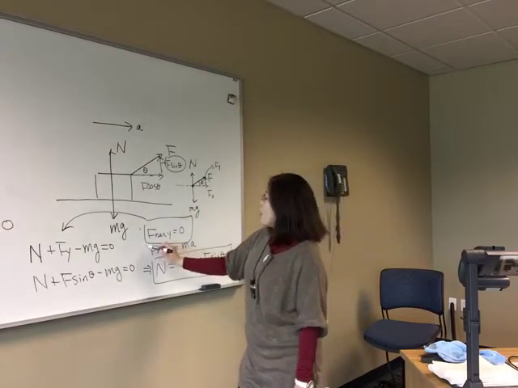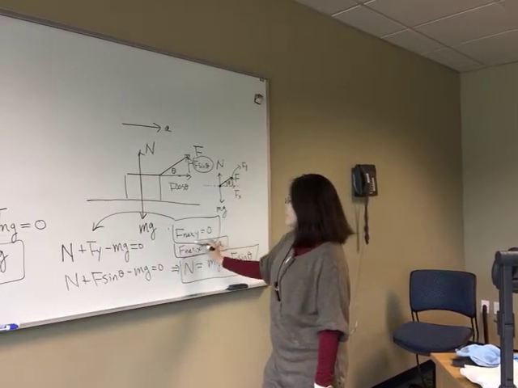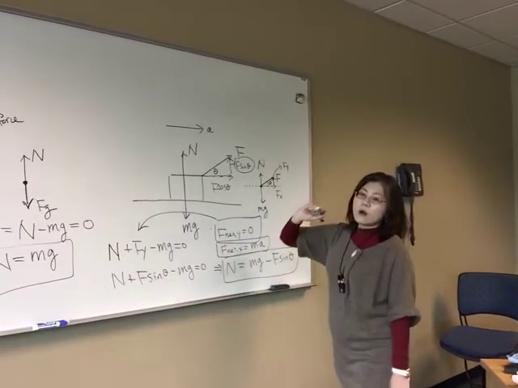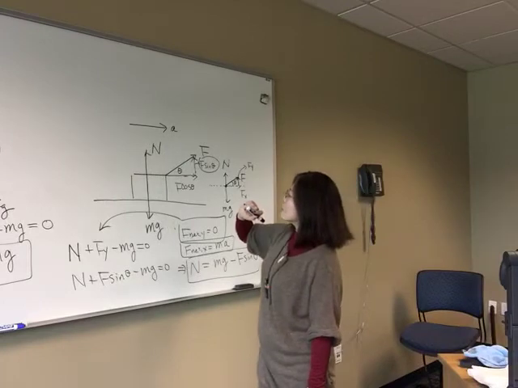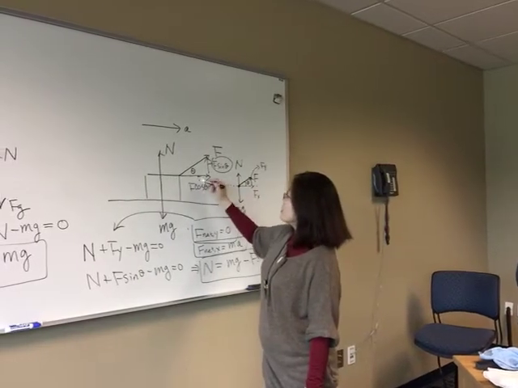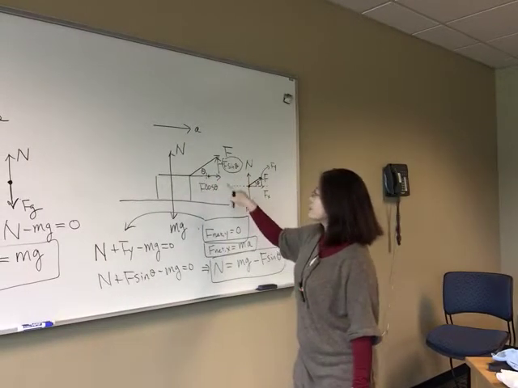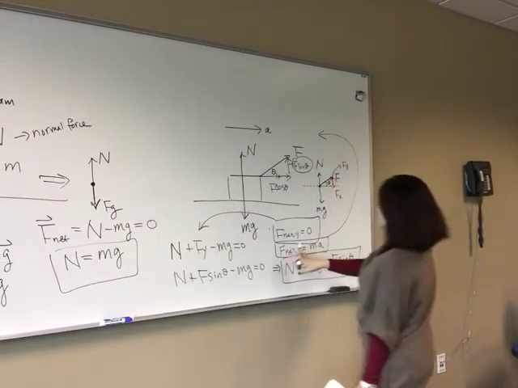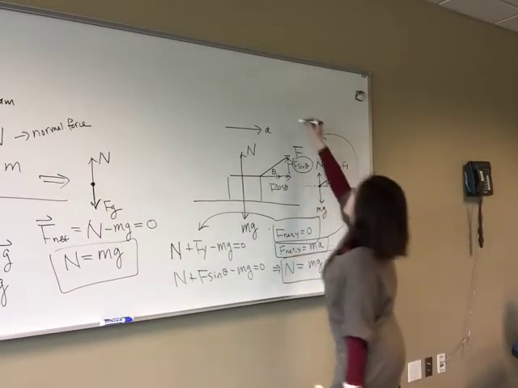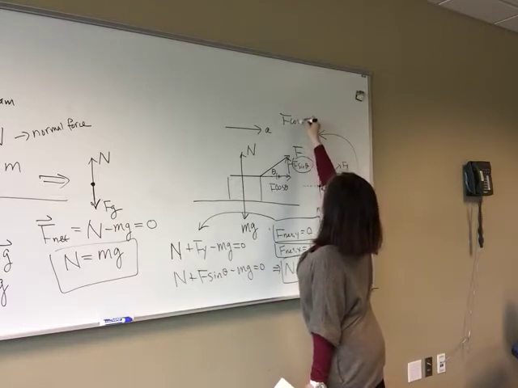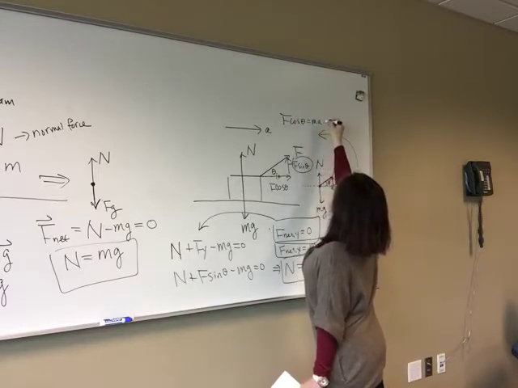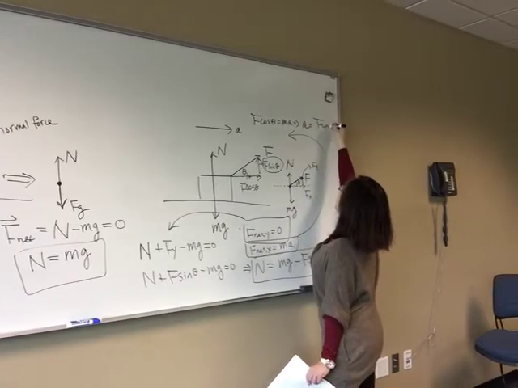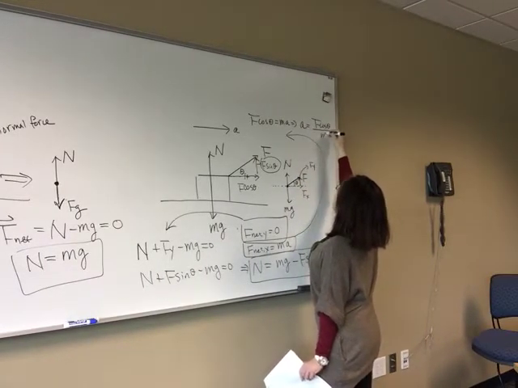Now, in the horizontal direction, we know that the net force in the horizontal direction has to be equal to ma. The only force in the horizontal direction is this, that's your F cosine theta. Net force is equal to ma, so you have F cosine theta equal to ma, which means that your acceleration is F cosine theta over the mass.